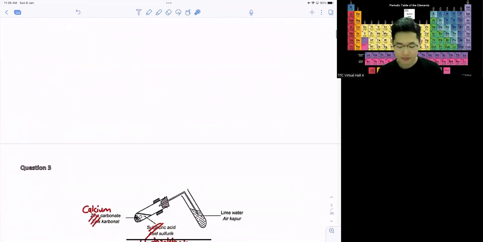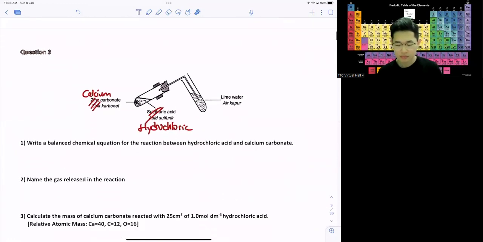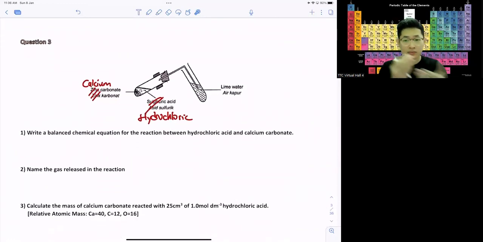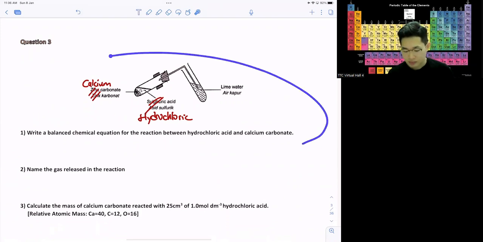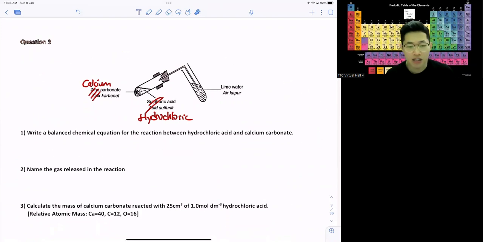Okay, then next. Same as before, remember, pause the video and then try to do the question just now. Okay, write one time, then only you will know whether you can do it or not. Okay, next. Write a balanced chemical equation for the reaction between hydrochloric acid and calcium carbonate.